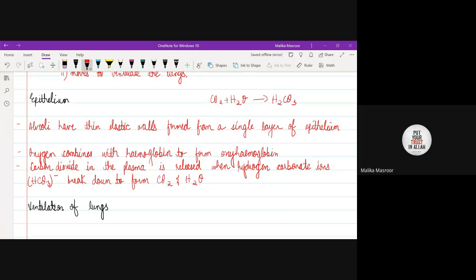This H2CO3 dissociates into hydrogen plus and HCO3 negative. This is called hydrogen carbonate ions. And then these break down to form carbon dioxide and water.